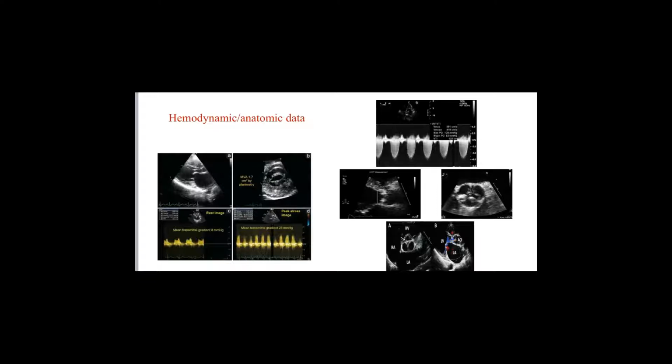Yes, exactly. I will see if the patient is anemic. Exactly. Good. There are things that can produce high gradient in a non-stenotic aortic valve, like severe aortic regurgitation, hyperdynamic circulation, anemia, subaortic stenosis, stuff like that.